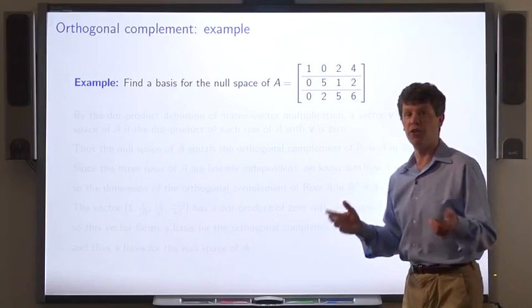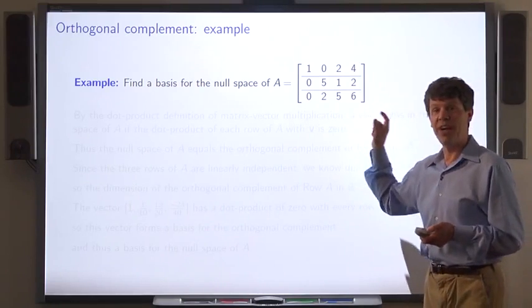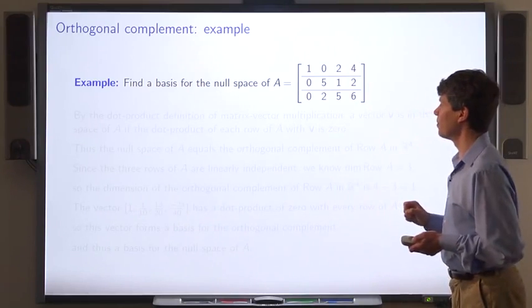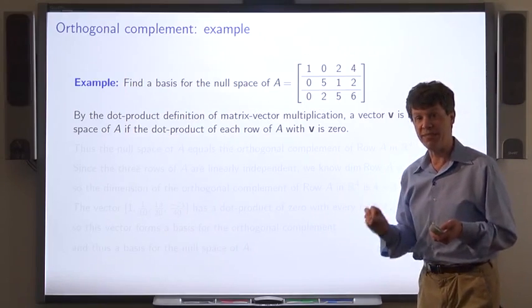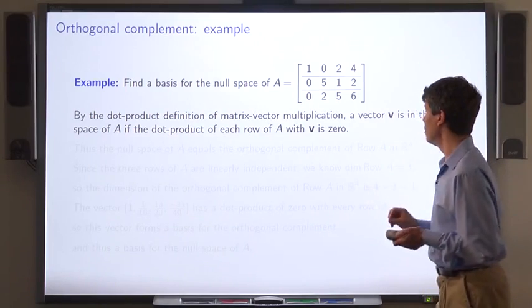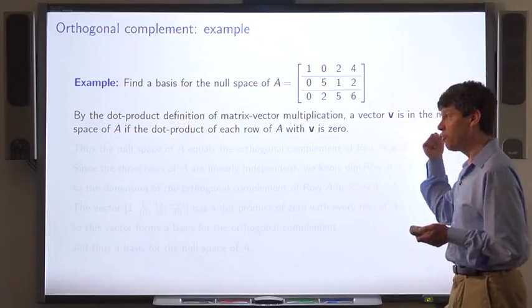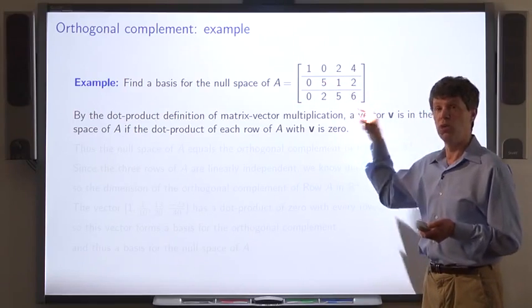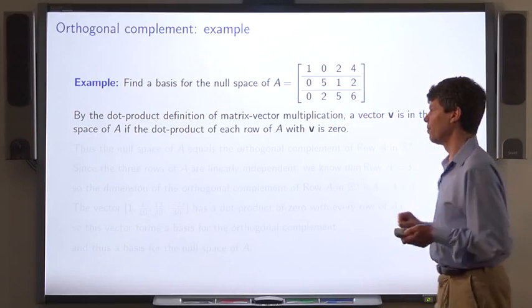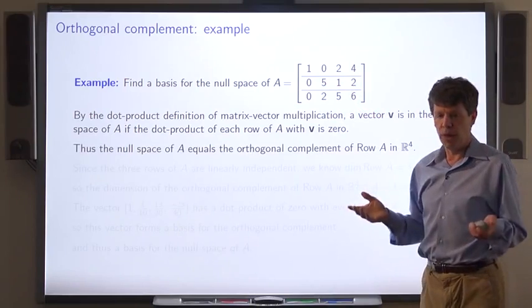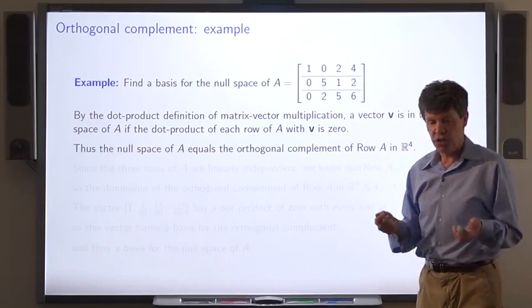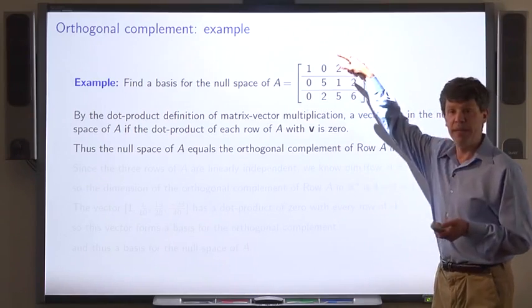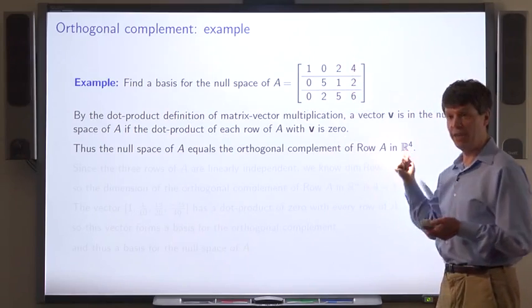So here's a use of orthogonal complement. Our goal is to find a basis for the null space of a matrix. Now, by the dot product definition of matrix vector multiplication, a vector v is in the null space of this matrix if the dot product of every row with v is 0. So that tells us that the null space of this matrix equals the orthogonal complement of the row space in R4.